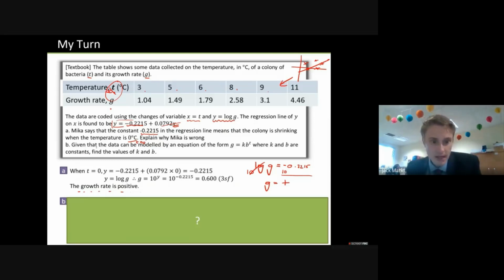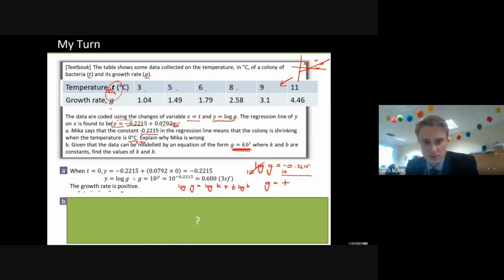Okay. Given that the data can be modeled by this equation, where k and b are constants, find the values of k and b. So think back to your year 1 pure, chapter 14, and what we said is start with these and apply the logs to both sides. So we do log g equals, and then we can work through these steps here. Hopefully you're okay with me jumping ahead a little bit and saying this will be log k plus log b to the power of t, and you can break that up. So log k plus t log b.